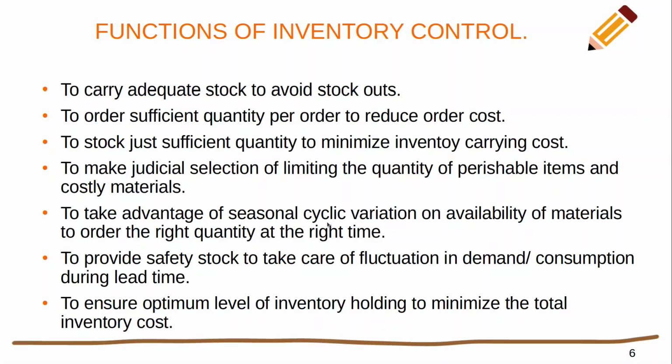To take advantage of seasonal cyclic variation on availability of materials, to order the right quantity at the right time. So this seasonal cyclic variation, seasons also influence inventory control. How? Depending upon the cases. According to the season, usually in summer, most of the people are admitted to the hospital with sunstroke, dehydration, falls, diarrhea, loose motion, heat waves. If they get admitted, we usually replace the fluids with IV fluids. So fluids you have to keep in good, sufficient stock.